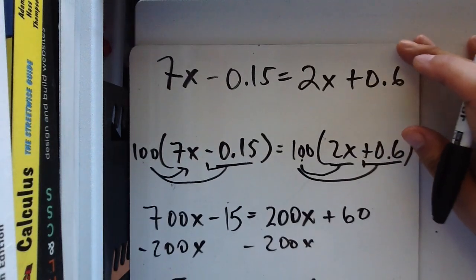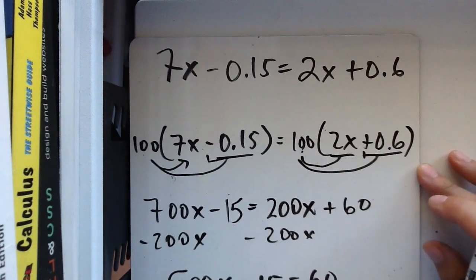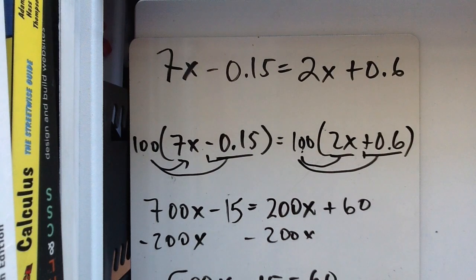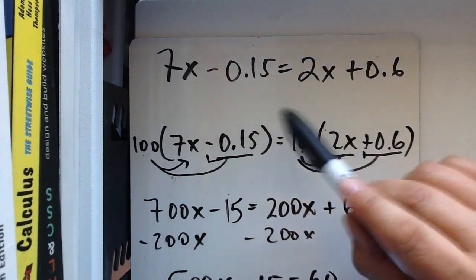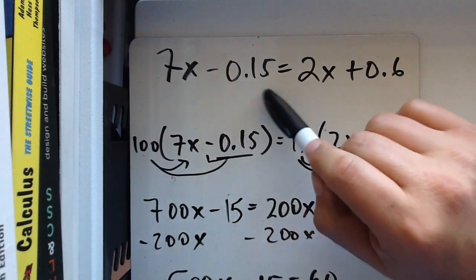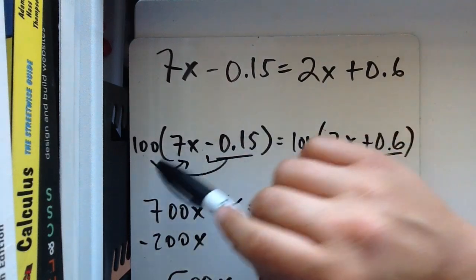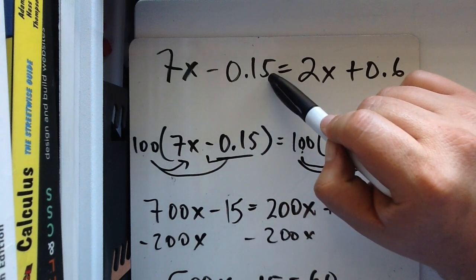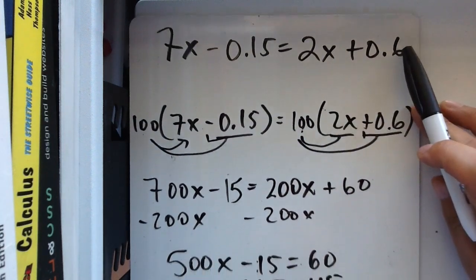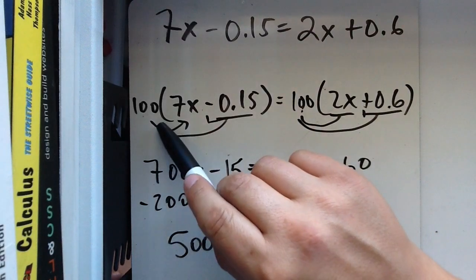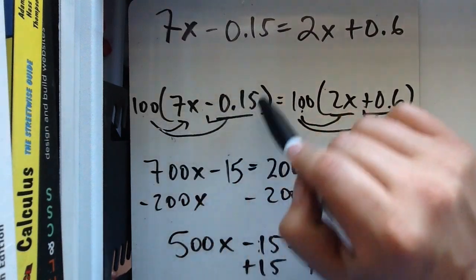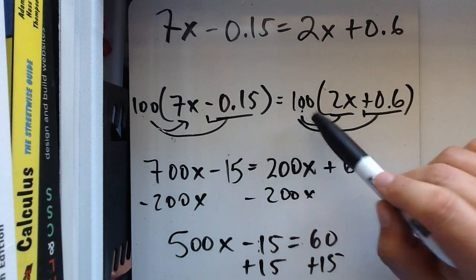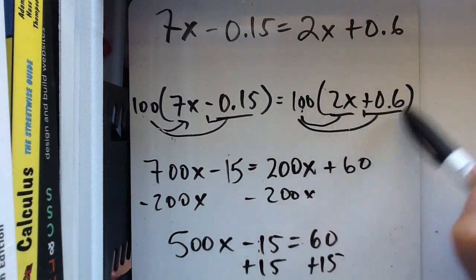Last one. This was the last problem, I believe, and it's 7x minus 15/100 equals 2 times x plus 6/10. Again, the idea of fraction busting, or in this case, eliminating the decimal. Notice that this is tenths, this is hundredths, right? So I'm going to multiply by 100 because this 100 is going to eliminate this decimal. When I do that, it looks something like this: 100 times each term.